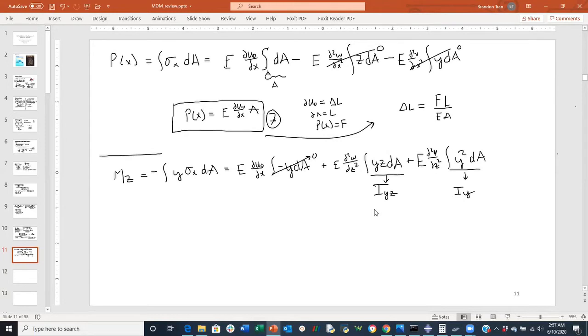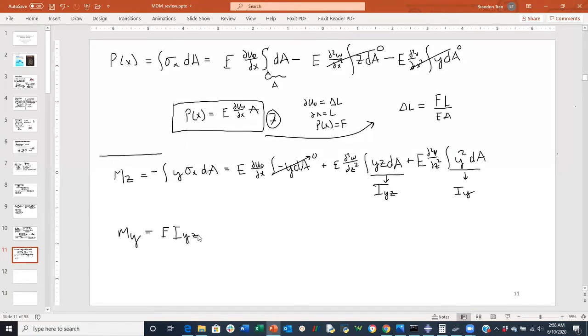So with that interesting development, we also do the same thing for the moment about the y-axis here. So My is, let's see, My is equal to Young's modulus, and I'm going to go ahead and just include the moment of inertia terms already.